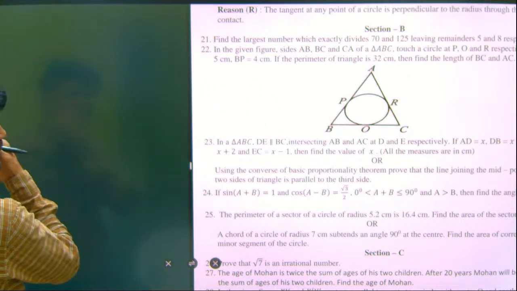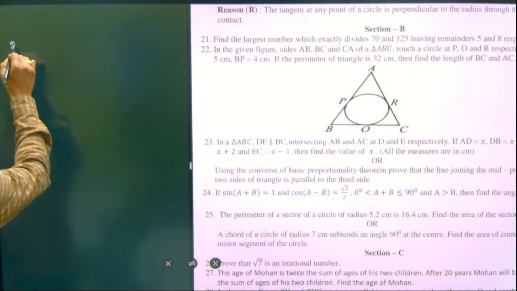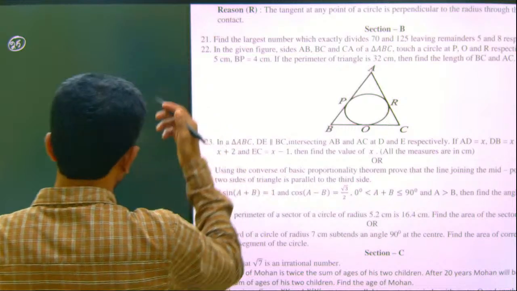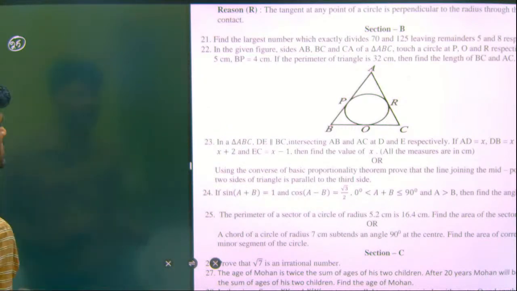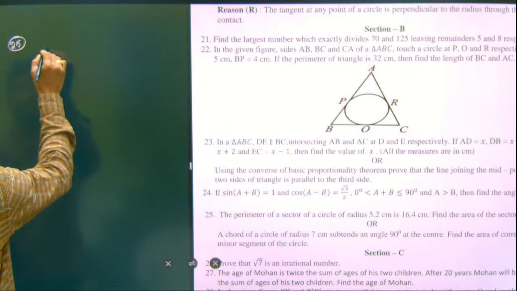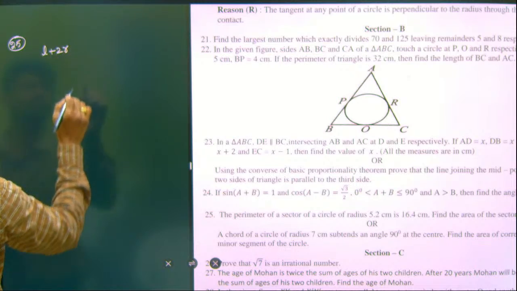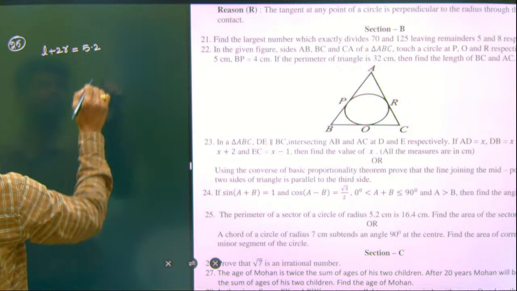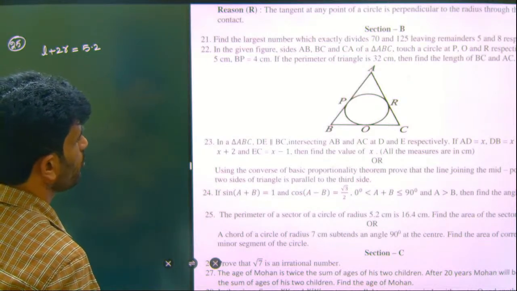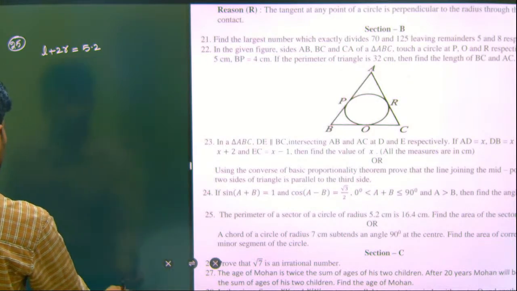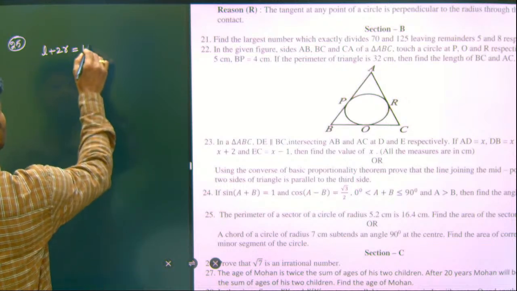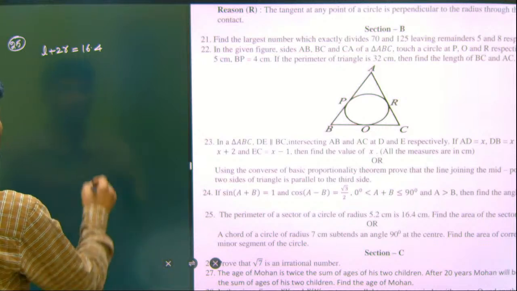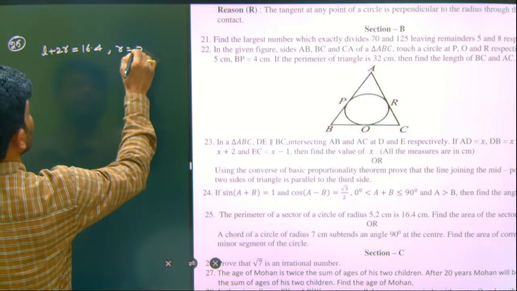Next question, question number 25. Did anybody do question number 25? There are two questions. One is the perimeter of a sector. Perimeter of a sector is L plus 2R, which is given as 16.4, and the radius is given as 5.2.